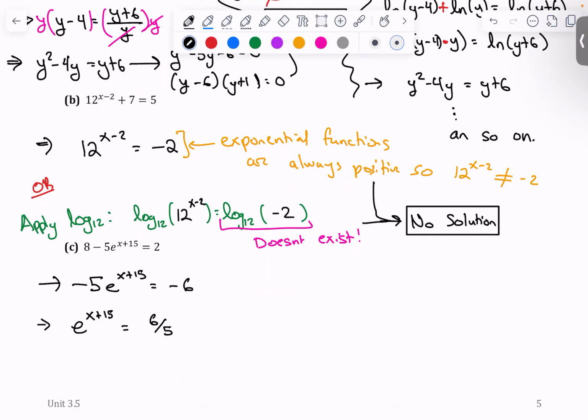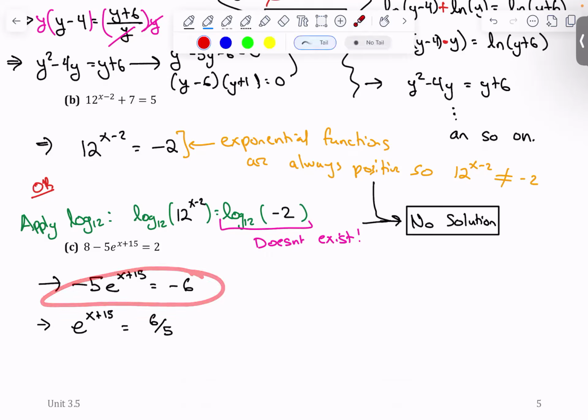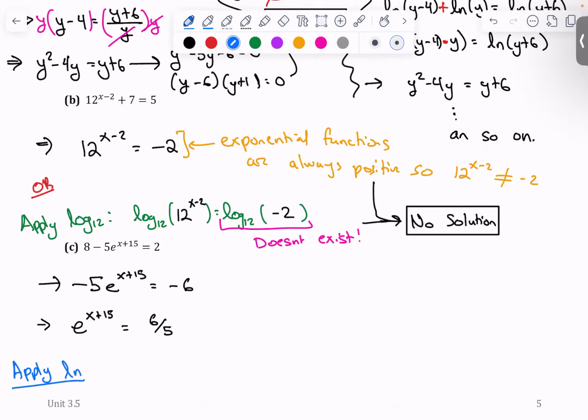Now what do I do? Multiply by the denominator, multiply by 5? Unfortunately, that will just bring me back to over here. So instead, I have to realize what I want to do. I'm trying to solve for x. I want to get the x plus 15 out of the exponent, out of the top spot. So I can utilize logarithms to do that. I'm going to apply ln in this case, log base e.